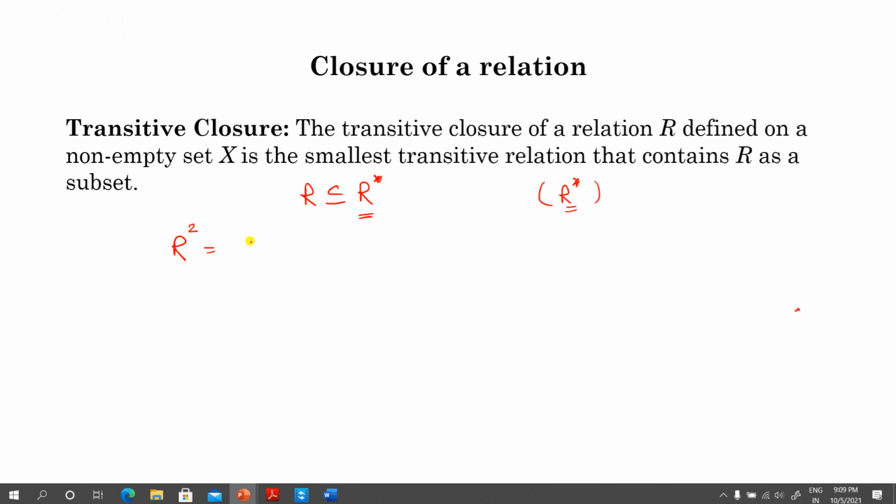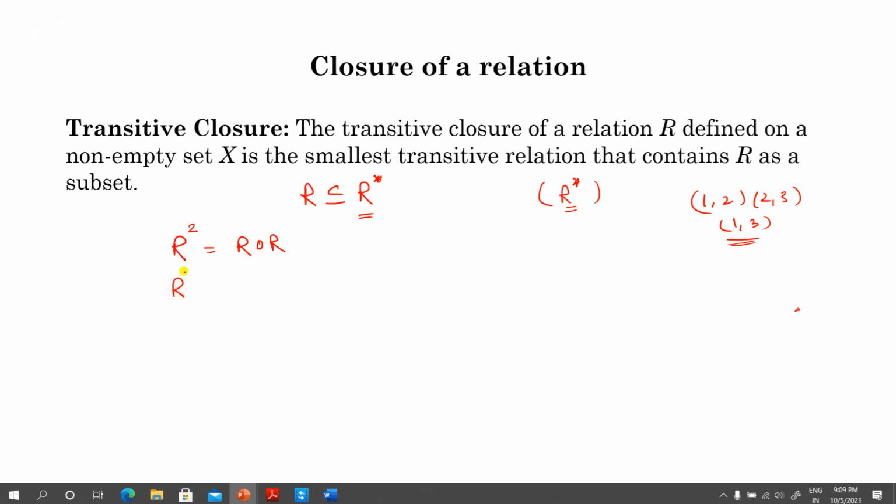R square is R composition R. It means this will include all these. Suppose 1 is related to 2 and 2 is related to 3 in R. So in R square we will have 1 comma 3. Look at this: 1 related to 2, 2 related to 3 is given in R. Then in R square we will have 1 related to 3. It means we will get this element.